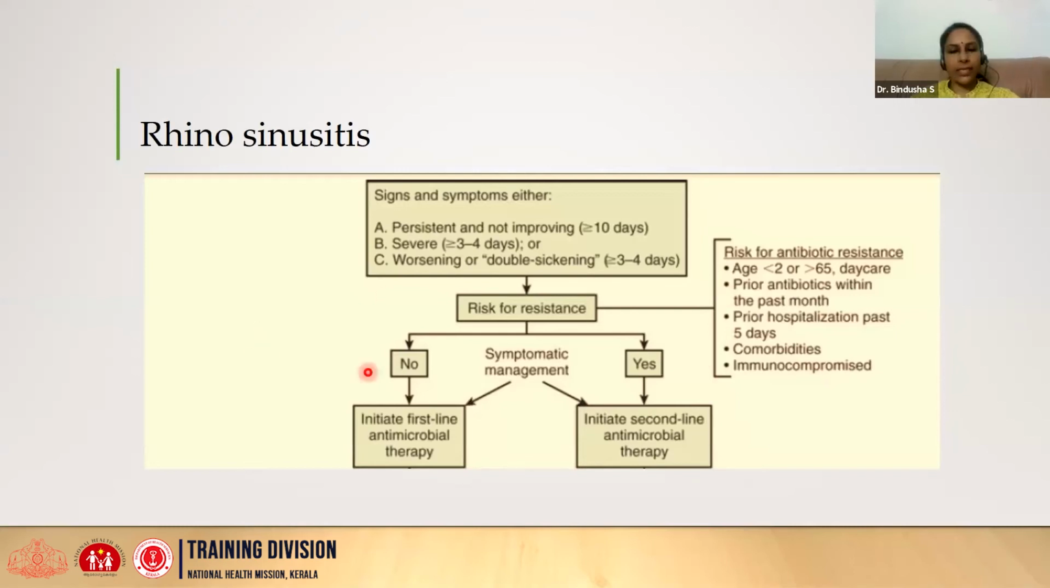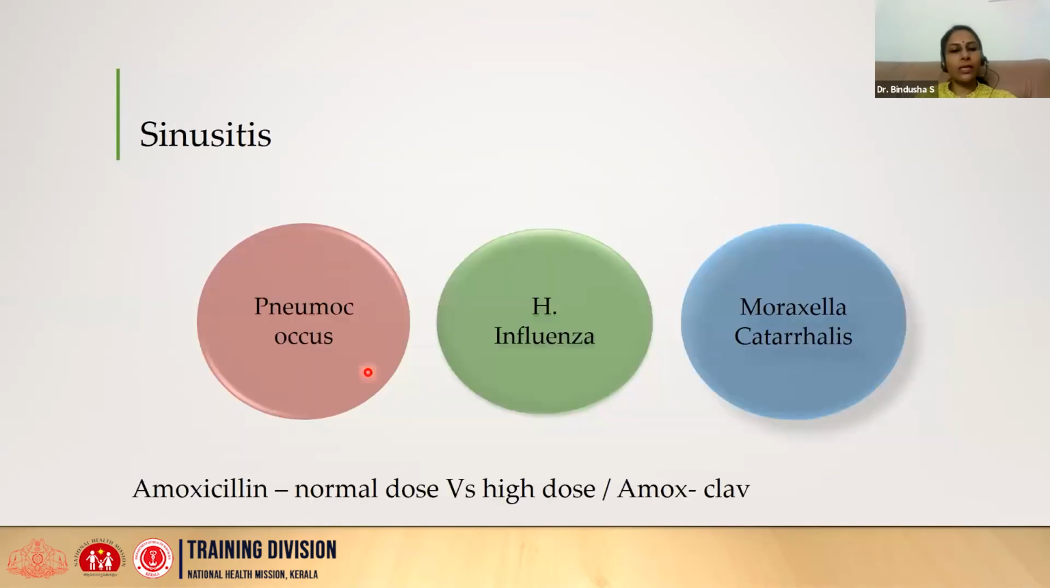And what is this first-line and second-line antimicrobial therapy for sinusitis? As we said earlier, these are the 3 organisms that produce sinusitis: pneumococcus, H. influenzae, and Moraxella catarrhalis. All these 3 organisms are usually sensitive to amoxicillin. Amoxicillin is sufficient for these organisms, unless the patient has any risk factors for drug resistance. And pneumococcus can acquire resistance by changing the penicillin binding protein site. So if the pneumococci are resistant to penicillin or amoxicillin, we can overcome this by increasing the dose of amoxicillin.